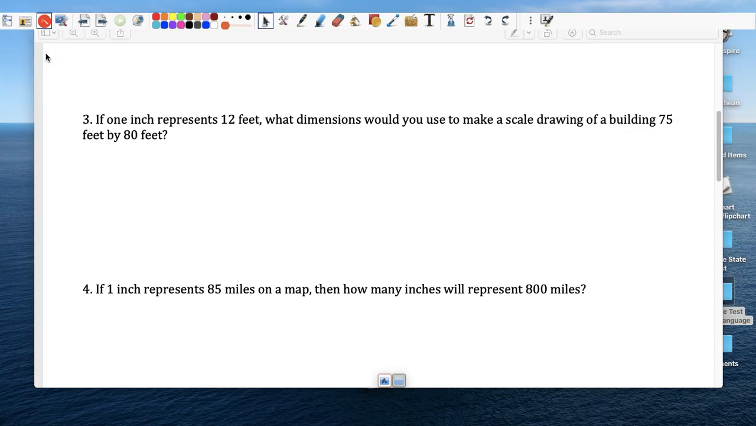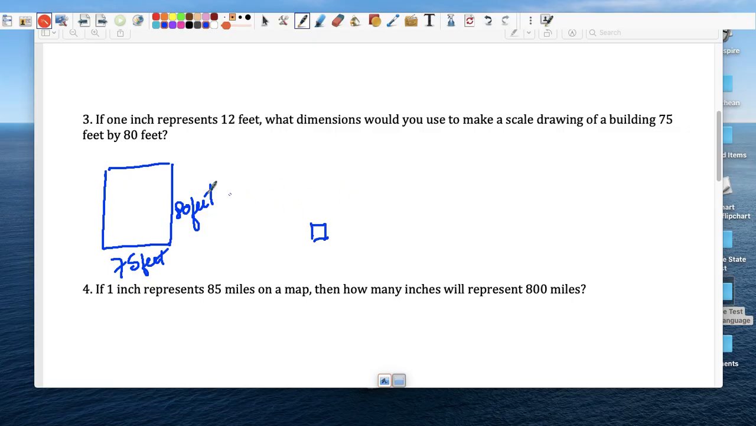Let's get to this. Number 3, you started in class. Imagine for a second that you have the dimensions of a building. Somebody drew the dimensions of a building, and in real life, the dimensions are 75 feet and 80 feet. They took that and made a scale drawing. So in their notebook somewhere, somebody did a little version of the actual building.